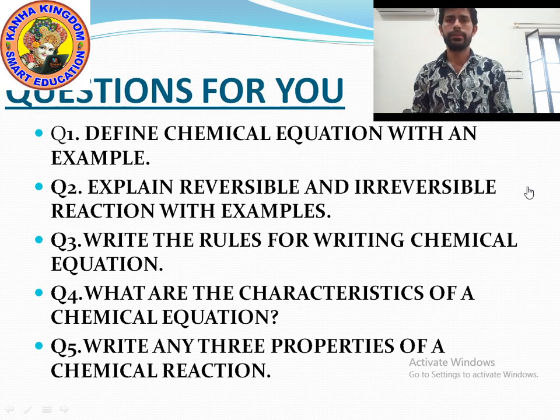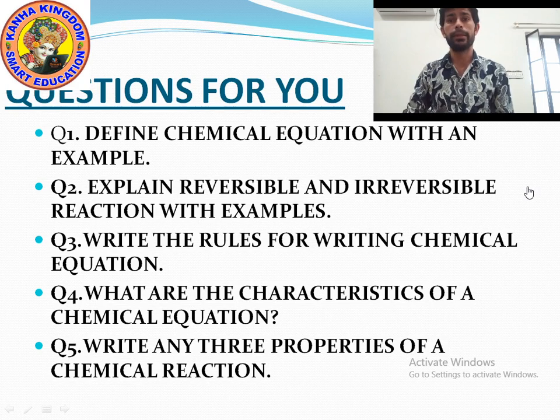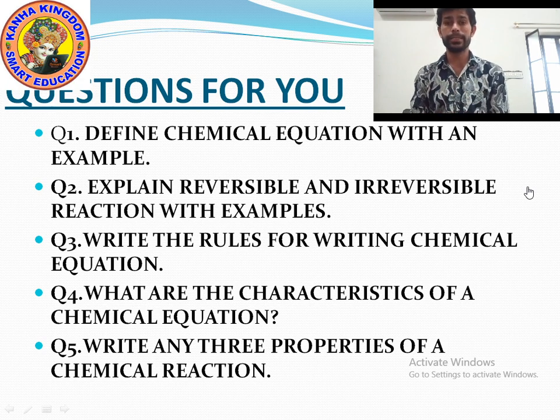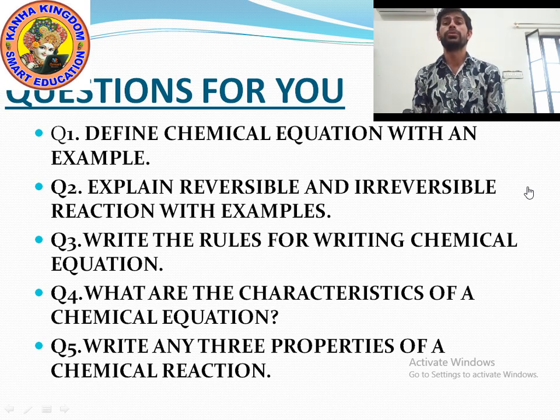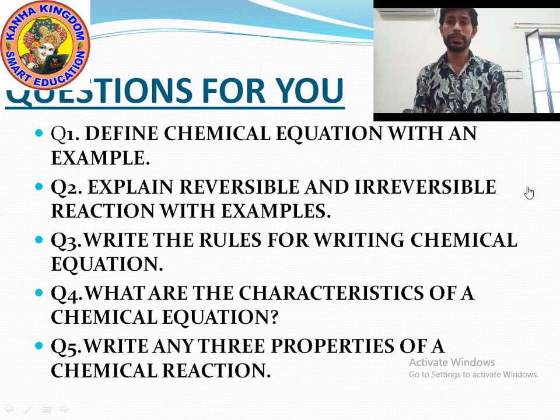Now let's revise today's topic with question number 1. Define chemical equation with an example. So what is a chemical equation? Such an equation which is represented by reactants and products using symbols is called a chemical equation. So an example of a chemical equation, the simple example is when H2 reacts with O2, it gives out H2O.